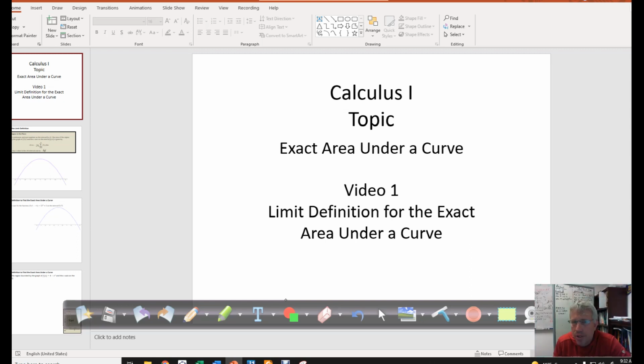So in the previous video, we used rectangles to estimate the area under the curve. And what we want to do for this next homework assignment is to find the exact area under the curve using rectangles. So in this first video, we just want to look at the theory behind it, and then subsequent videos will actually do the calculations.